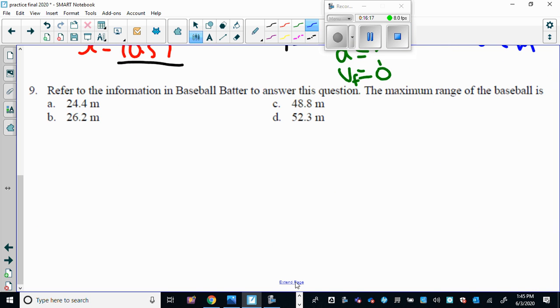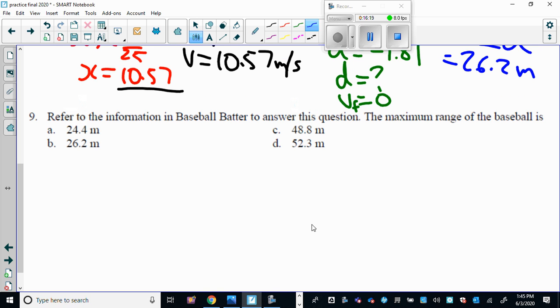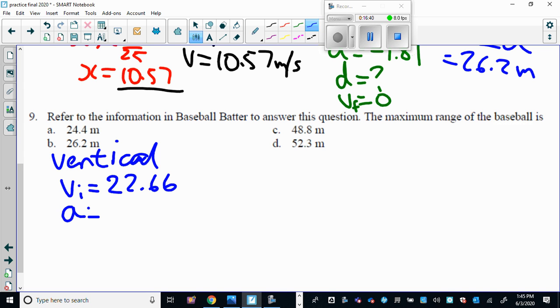Now, I am going to do this a little differently. From the vertical component, I'm not going to use an answer from number 8. I'm only going to use the information that was given to me in the stem of the question. So the initial velocity was 22.66. The acceleration due to gravity, time is what we're trying to calculate. We have to calculate the time because the time applies to both the horizontal and the vertical component. Now for this one, I'm not going to use a final velocity of 0, although you can, and then just multiply the answer by 2.